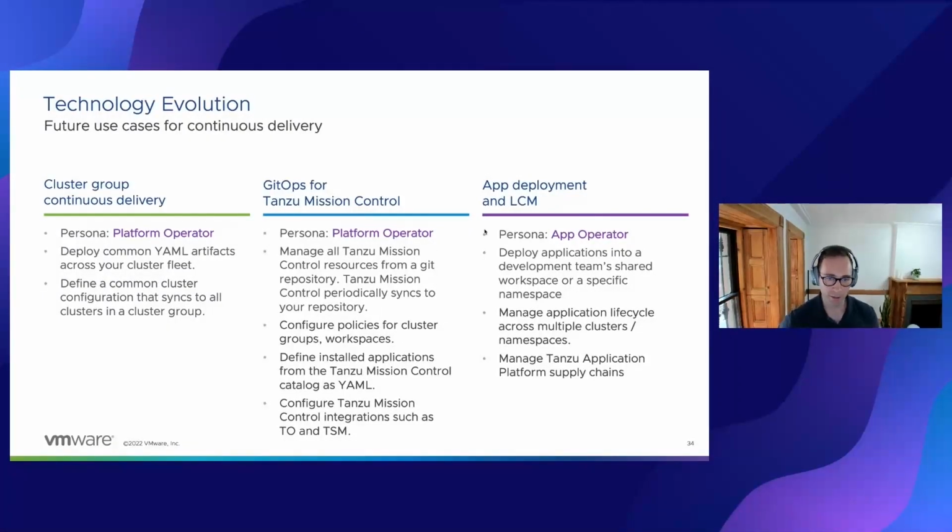The middle column here is talking about GitOps for Tanzu Mission Control. This is a slightly different concept, and it's something big that we're planning in the future. We want to drive the Tanzu Mission Control product itself from a Git repository. What that would mean is any resource that exists in Tanzu Mission Control could be defined as YAML in a Git repository. You would point that repository to Tanzu Mission Control, and then the resource would be created in Tanzu Mission Control. So instead of pointing the repository to a cluster, you're pointing to Tanzu Mission Control itself.